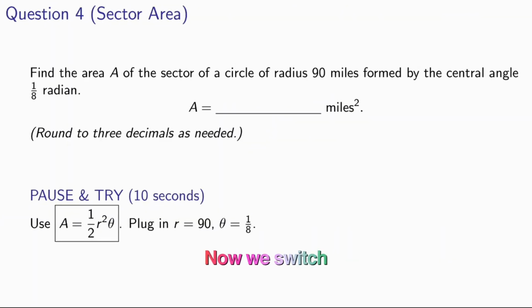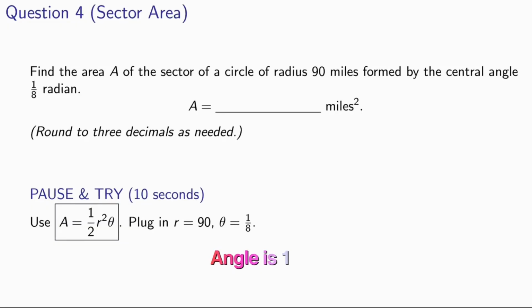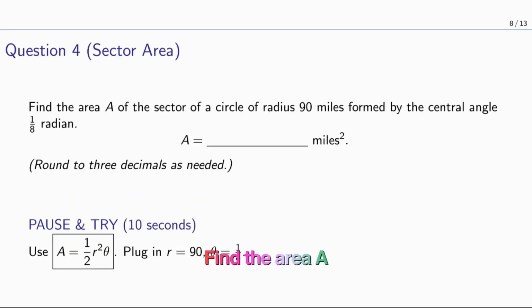Question 4. Now we switch to sector area. Radius is 90 miles. Angle is 1/8 radian. Find the area A in square miles. So again, you can pause and try. Use area is 1/2 the square of the radius multiplied by theta.